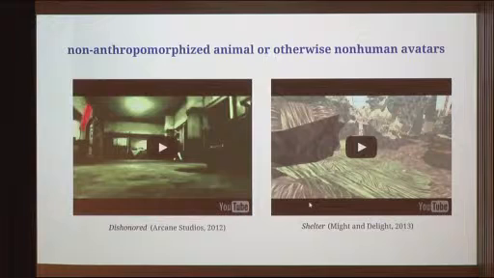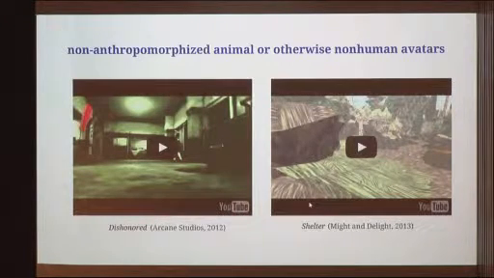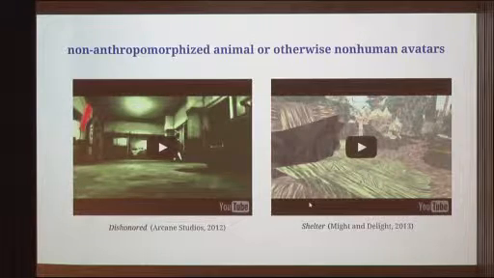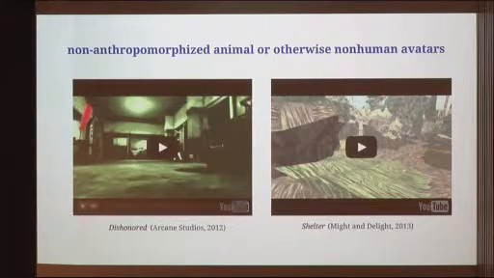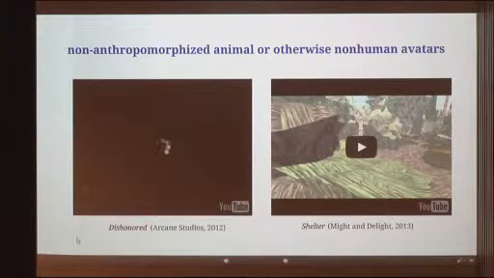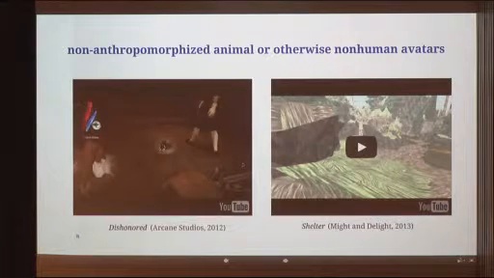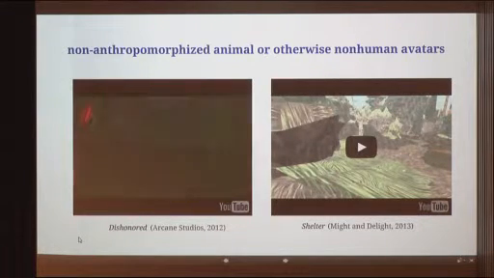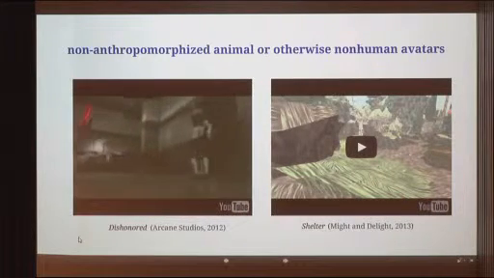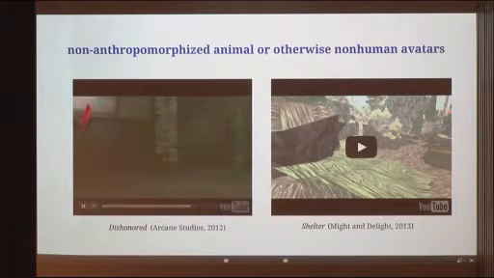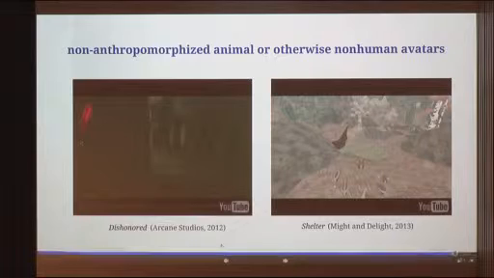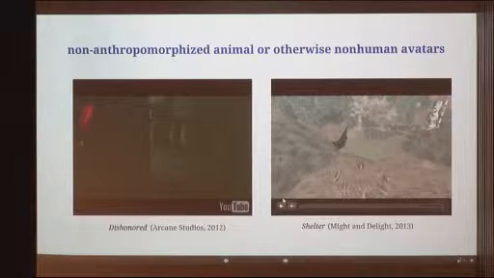Also games in which players control a non-anthropomorphized animal or otherwise non-human avatar, both those in which players can transition between multiple bodies, such as Dishonored. There's a clip of possessing a rat in that game. And those in which the player consistently controls an animal, such as the recent Shelter. So here's an example of effectivities for taking cover under foliage in that game.